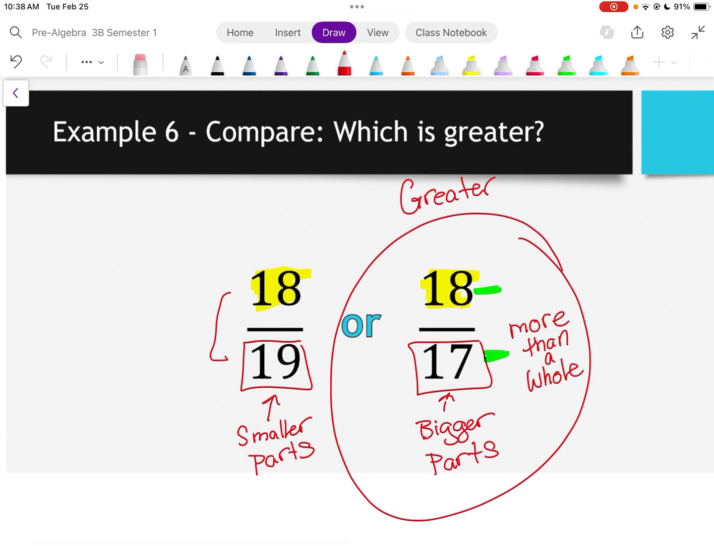And 18 over 19, that's less than a whole. So the one that's more than one whole is obviously going to be the greater number. So this one, there's two different ways to logically think through that problem.